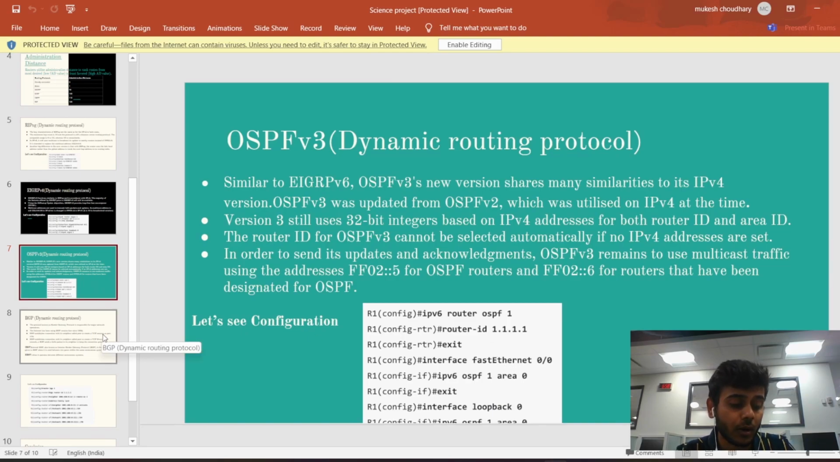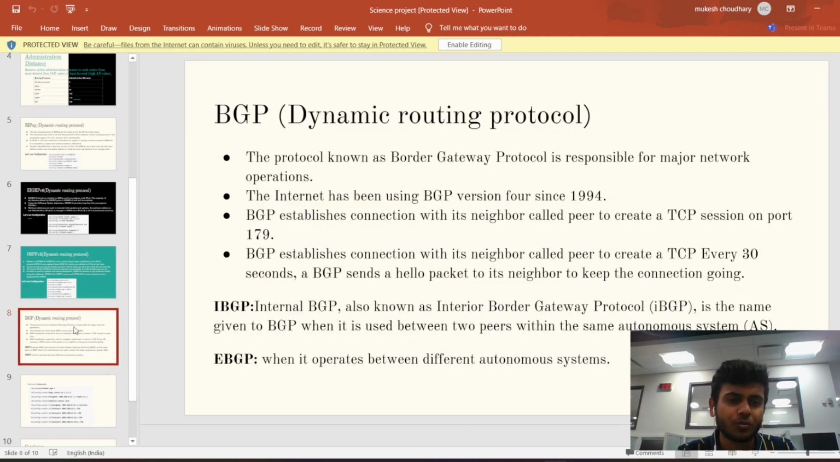And now we are going to talk about BGP. This is just a basic introduction to BGP. The Border Gateway Protocol is responsible for major network operations and many more things. Let's say you have a network router that connects to other networks, so it does not know which network is best and which one to send data to. That's where BGP comes into the picture.